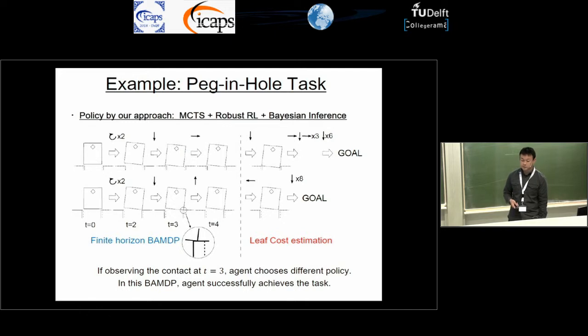This slide shows the policy by our approach. Please look here. If the agent observes the contact at t equals 3, the agent chooses a different policy. In this problem, the agent successfully achieved the task.